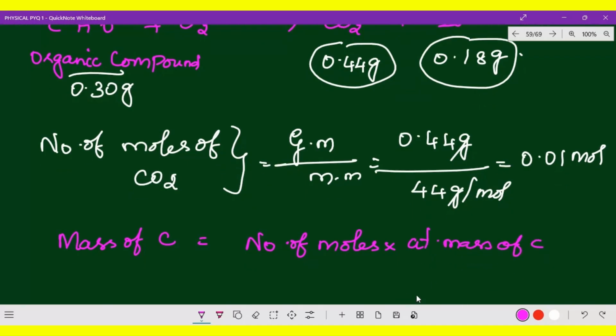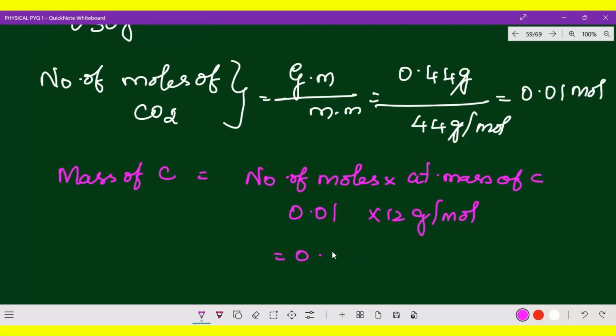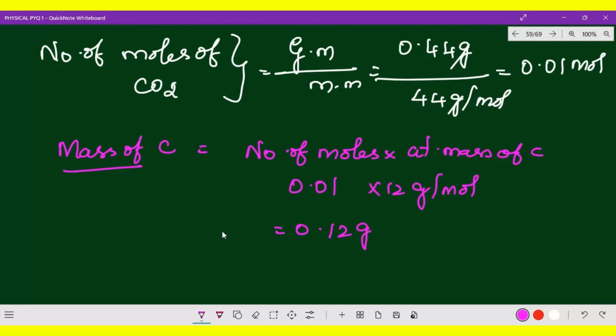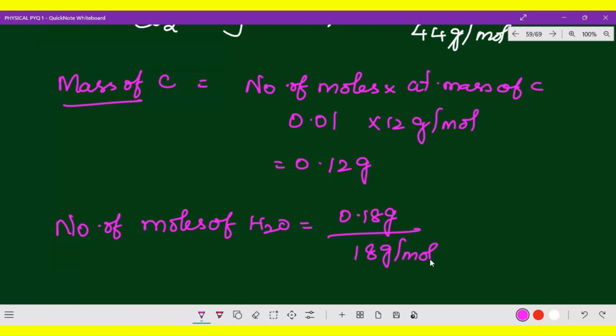How much is it? Number of moles is 0.01 into 12 gram per mole. So how much will you get here? 0.12 gram is the mass of carbon. In the same way, number of moles of water: given mass by molecular mass. So 0.18 gram of water divided by molecular mass, 18 gram per mole. So you will get the answer.